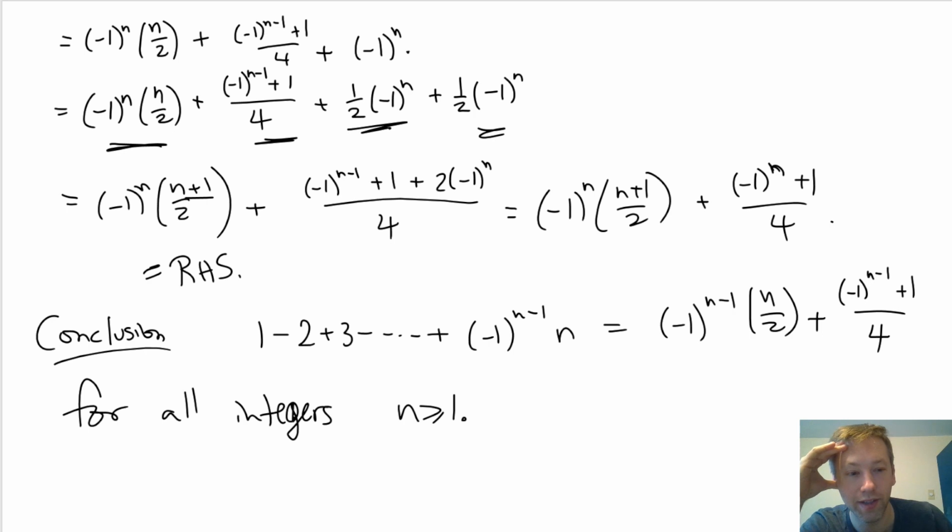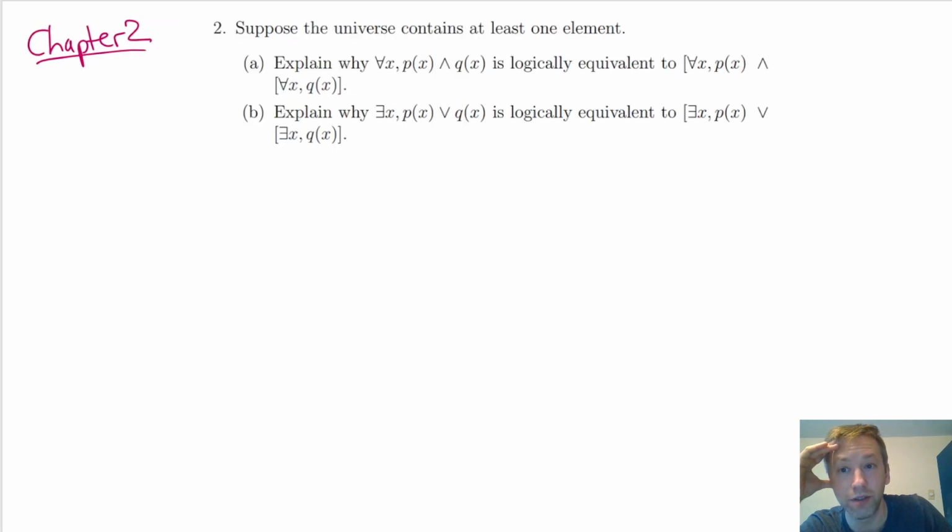Okay, so let's move on to this next question, which is question 2 from chapter 2. It's got a couple of typos in it. It says, explain why the statement for all x, p of x and q of x is logically equivalent to, and here's where the missing bracket is, for all x, p of x, and for all x, q of x.